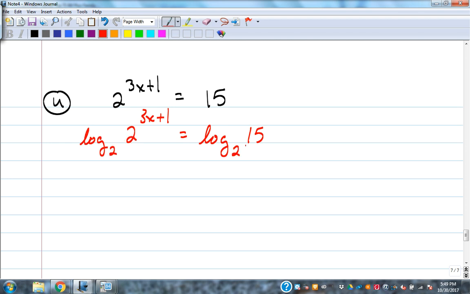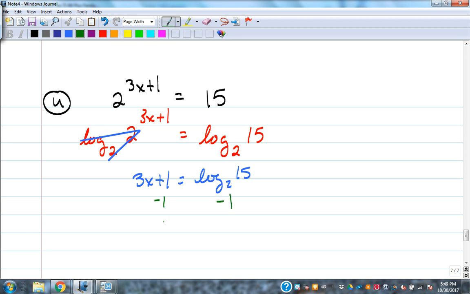Log base 2. Whatever the base is on your exponential part, that's the base for the log you're going to use. That will cancel those out. That's what you need to grab onto here. That's going to cancel that out. And then log base 2 of 15 is just this ugly decimal number. Just got to remember that. And then it's 3x plus 1 equals log base 2 of 15.